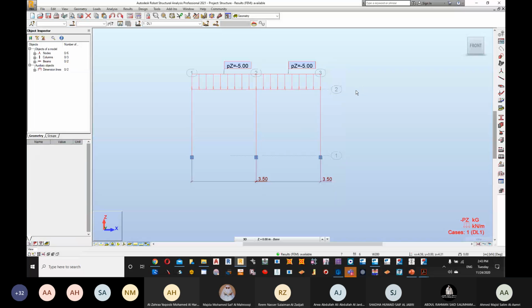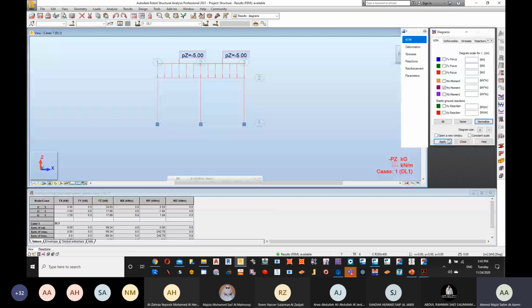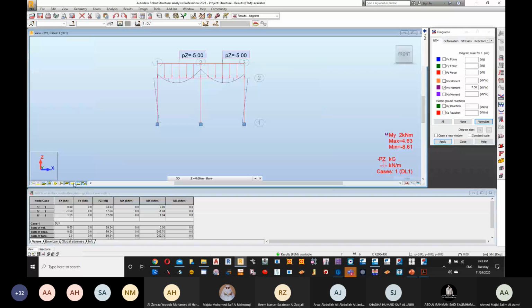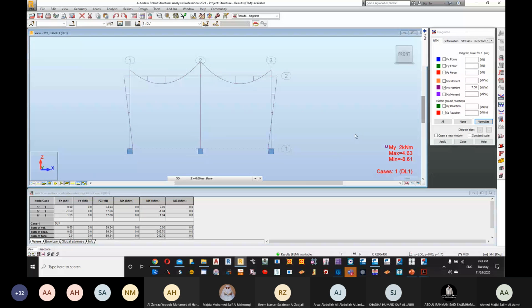Okay. So now I want to check the bending moment. If we go to the results and then the diagram, we can see M1. Now, can you see which column has shifted? Did the column at the center shift from its position?